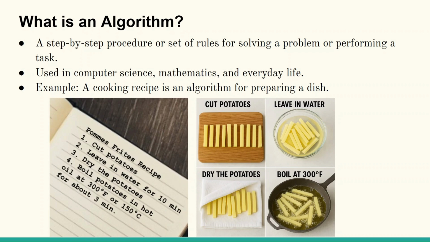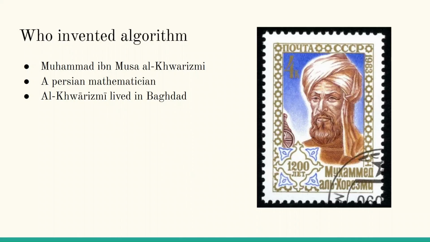Let me give you a real-world example to better understand algorithms. For example, a French fries recipe. First, cut potatoes, leave them in water for 10 minutes, then dry the potatoes, and then boil them in hot oil at about 300 degrees Fahrenheit or 150 degrees Celsius for about 3 minutes. Now it is ready to serve. Now you know how we are using algorithms in a real-world scenario.